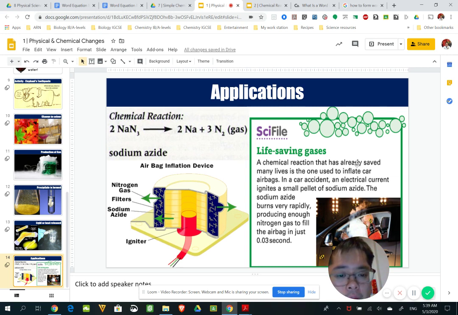You can read this on your own, and this information is found on your Google Classroom. Just go through the slides. I will tell you which textbook later in class so that you can refer to know what a physical and chemical change is. All right, thank you for listening.